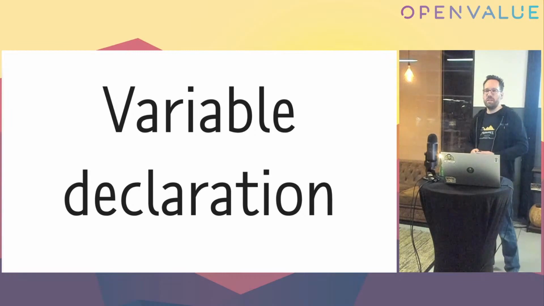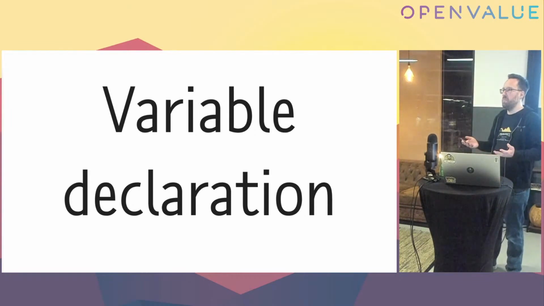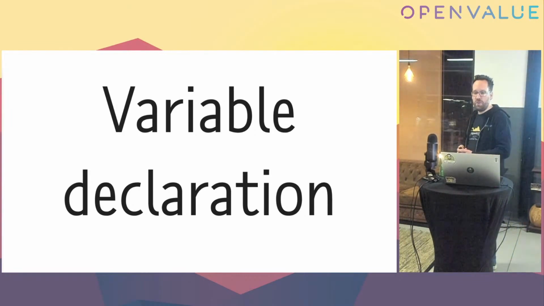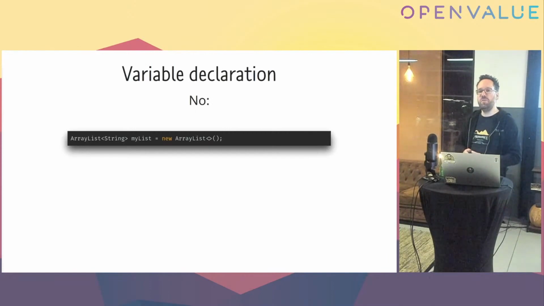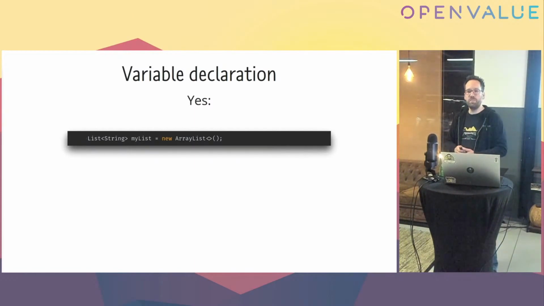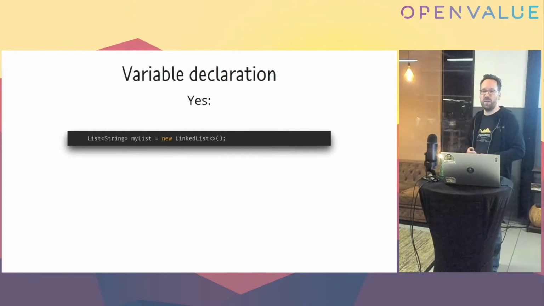All of this computer science stuff also plays a role in something as trivial as variable declaration. So for example, if you want to create an array list variable, you should not do it like this. You should do it like this. So the type is a list of string and not array list of string, because if you find out later that array list was actually not the best choice, it's very easy to swap it out for something else. But if you're tied to ArrayList, of course, you can't do that anymore.